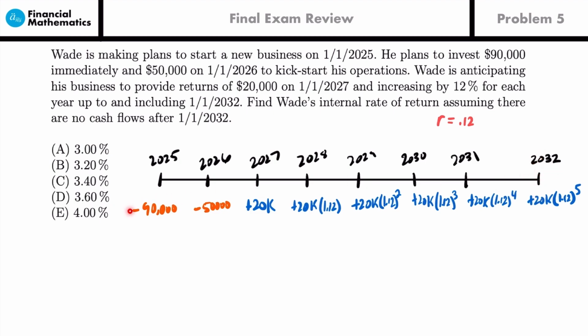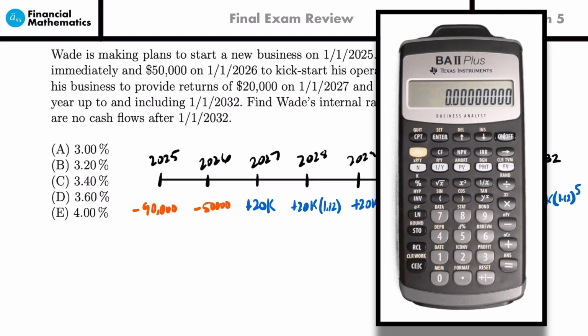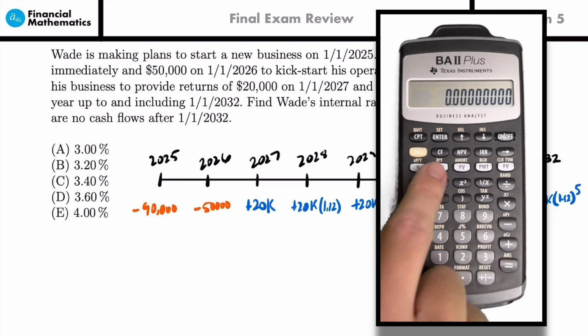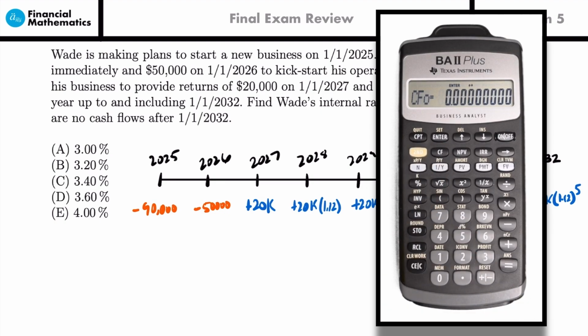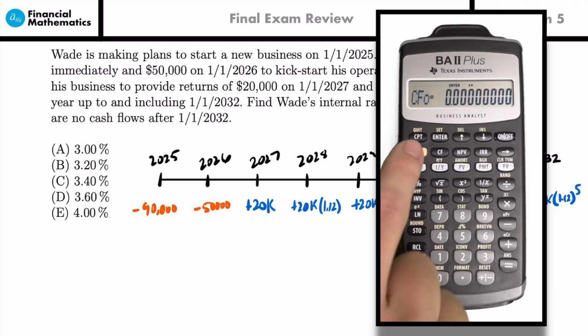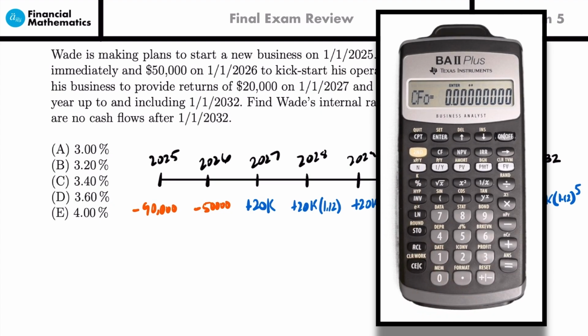Now, for these cash flows, we want to find Wade's internal rate of return. And the best way, and probably the only reasonable way to do that, is to use our financial calculator. Specifically, we're going to use the cash flow feature. And so to use it, you want to hit the CF button right here. That will take you to the cash flows menu. And then to make sure you're working with a blank slate and that there's no numbers in there already that will mess with your work, just hit second clear work and that will clear out the menu.